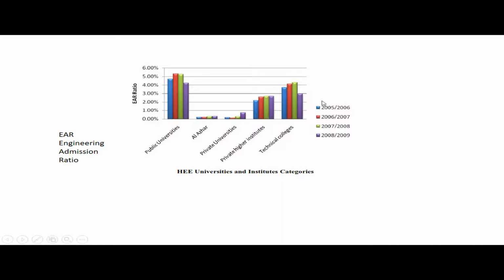This also shows a timeline. I prefer the timeline to appear on the x-axis, and the percentages to appear as lines to see what happens with time for five data series: public universities, Azhar University, private universities, higher private universities, and technical colleges.